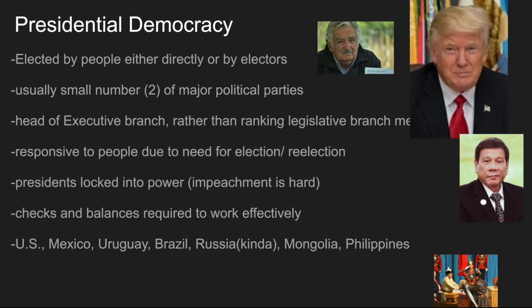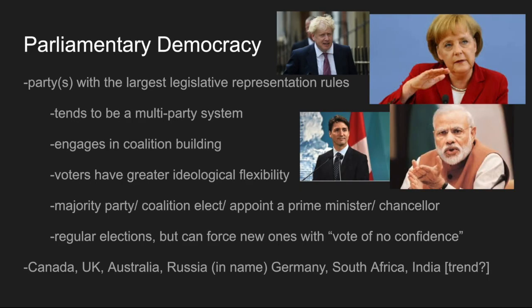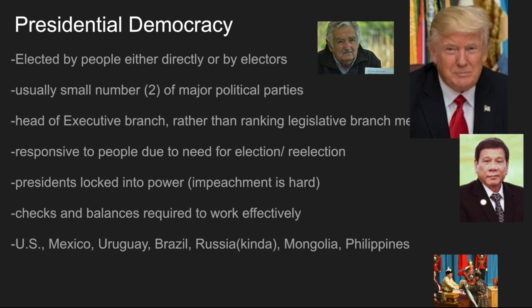So remember, presidential, the people are directly choosing the president, whereas parliamentary, they are choosing the party of the prime minister, and then the party is going to choose who the prime minister gets to be. Again, if you have questions, please ask, and we can go over this more. I know sometimes this confuses people.